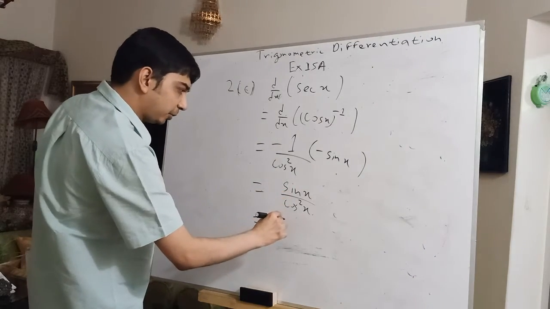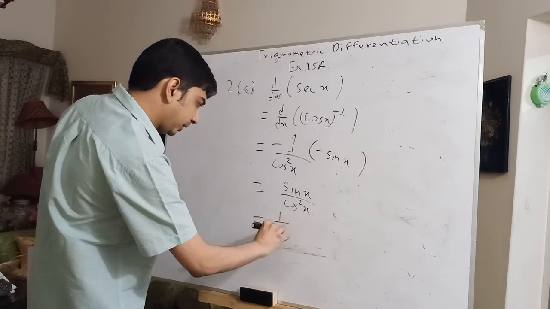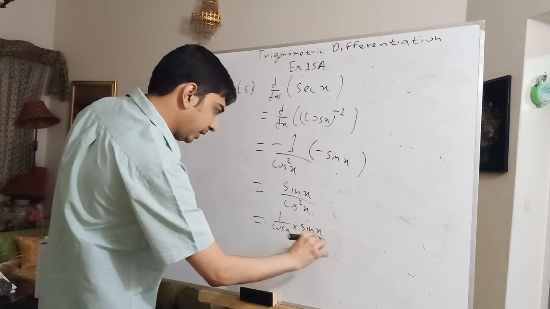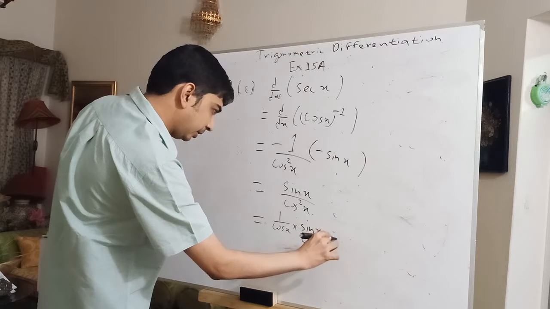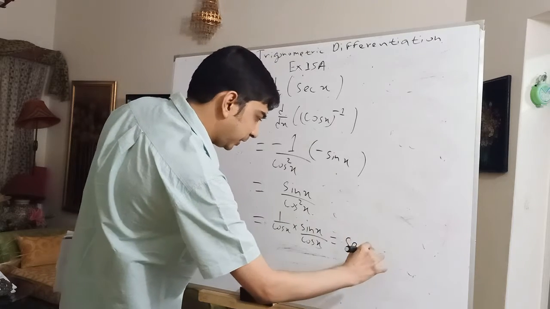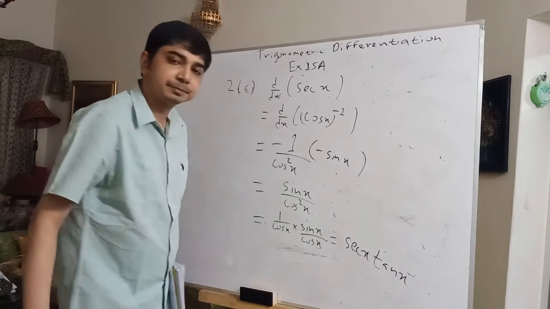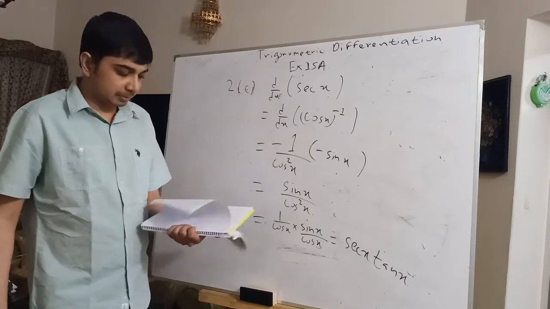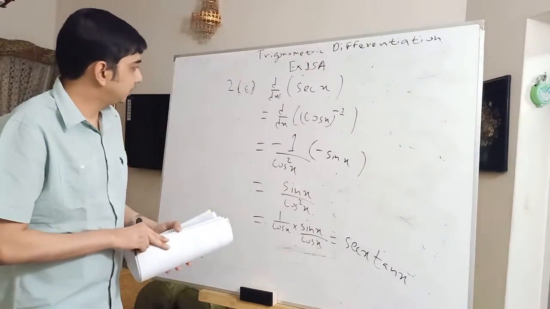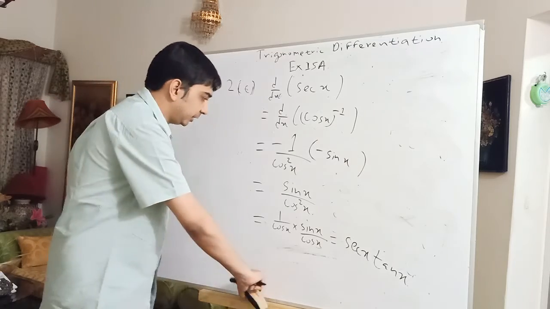So sin x by cos square x, this is what? This is 1 by cos x into sin x by cos x. So 1 by cos x is sec x and sin x by cos x is tan x. Okay, so these two problems are done. Now let's look at the last problem of this video.